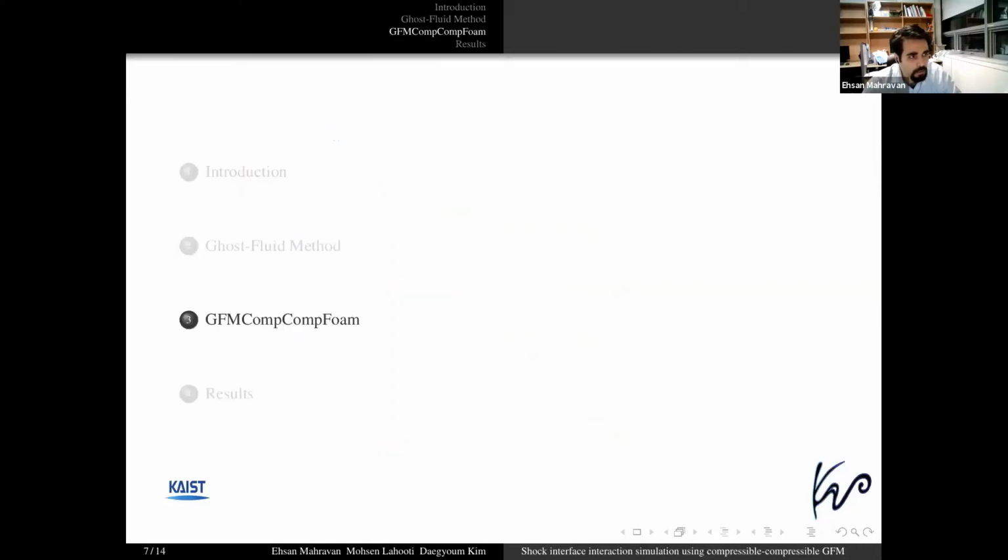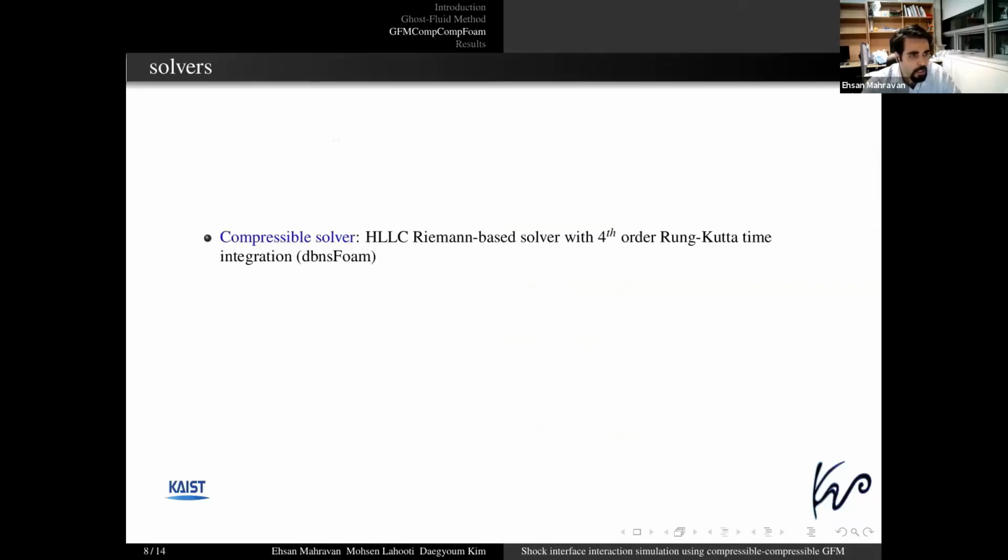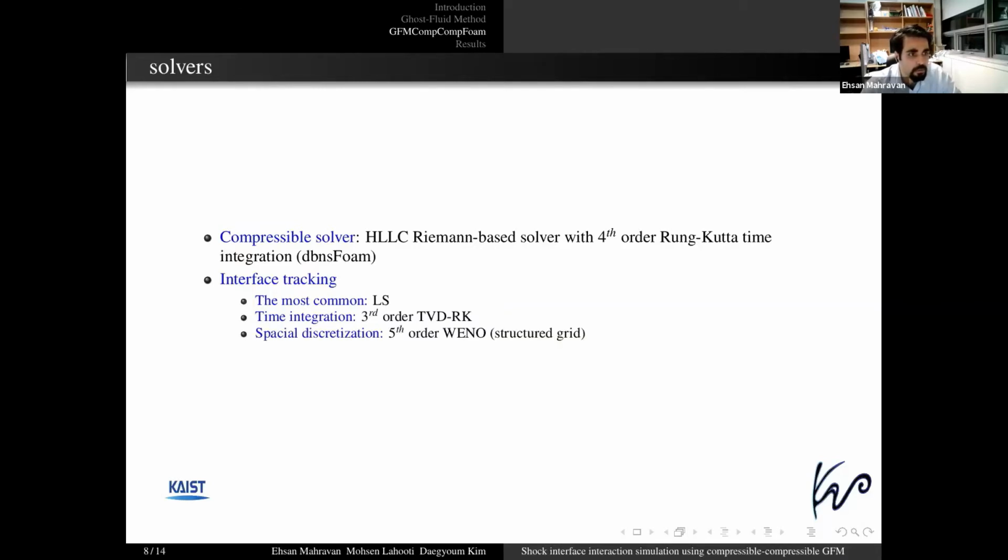So the solver that I have developed is named GFM CompFOAM. It's developed within FOAM-extend 4. I use an HLLC Riemann-based solver with fourth order Runge-Kutta time integration, based on the originally existing DBNS form for each phase. And then for tracking the interface, I use level set. For the examples that I will present here, I use third order TVD Runge-Kutta and fifth order WENO algorithm.